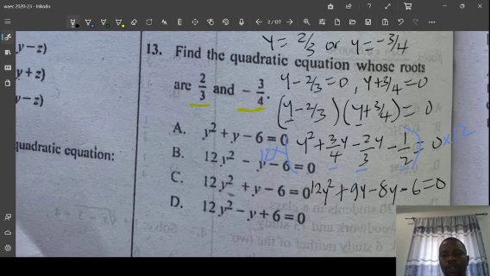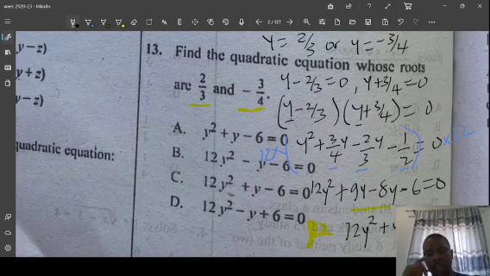Is equal to 0. So I have like terms here in the middle, 9y and 8y, subtracting each other. So I'm going to have as my final answer 12y squared plus 9y minus 8y, which is the same thing as plus y, minus 6 equals to 0, right? Which is option C.